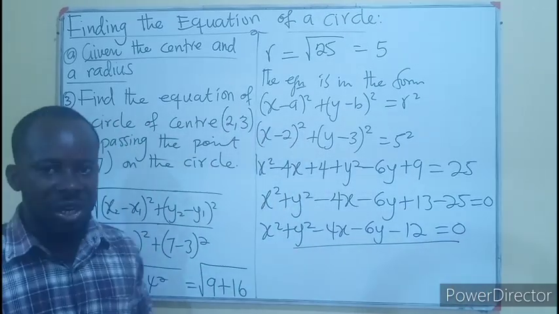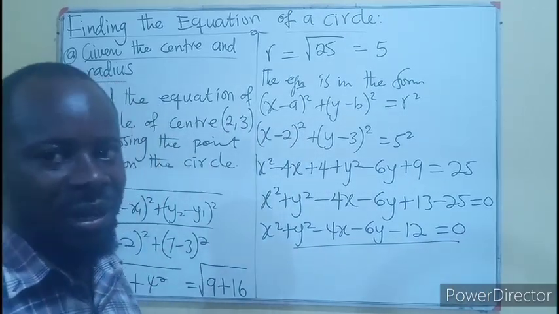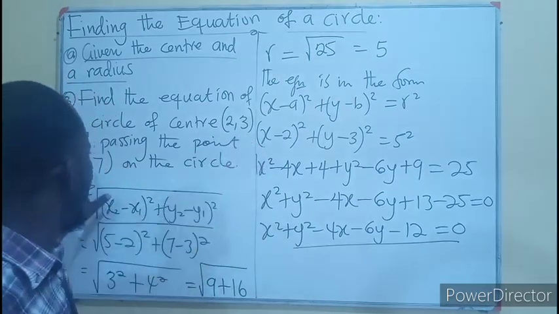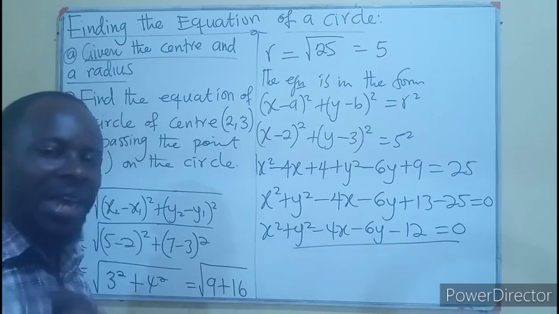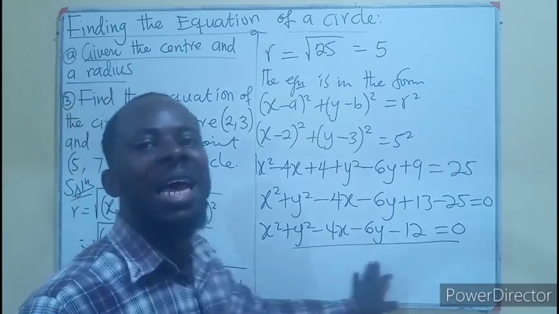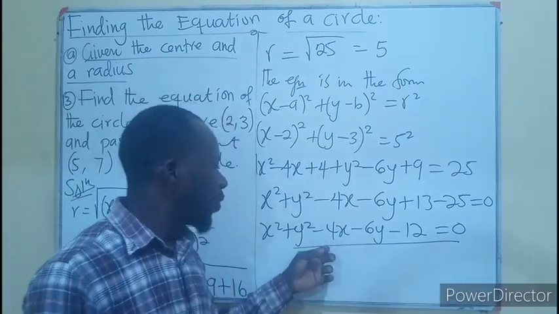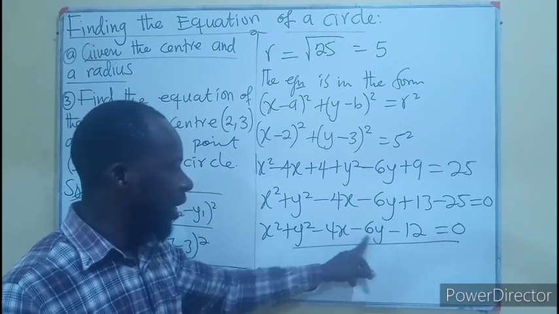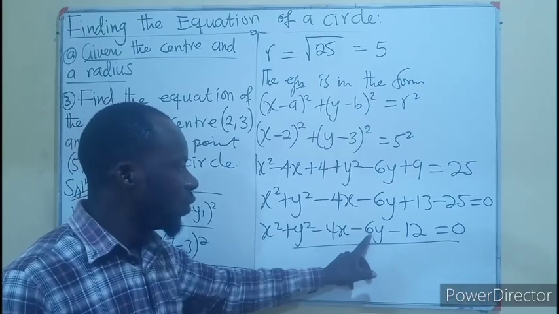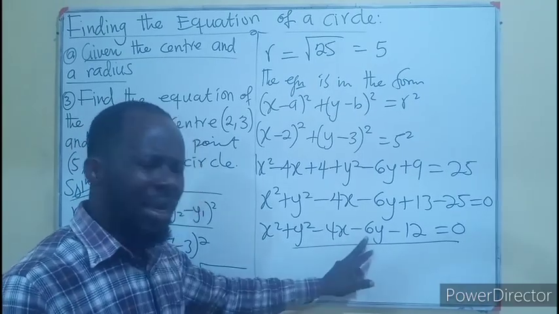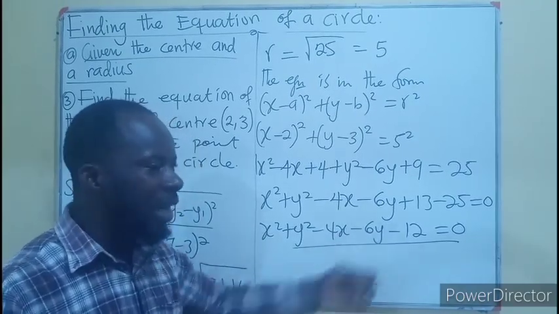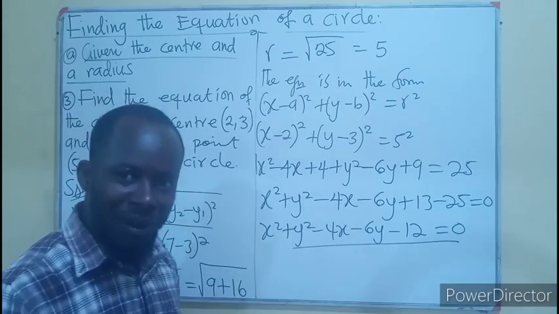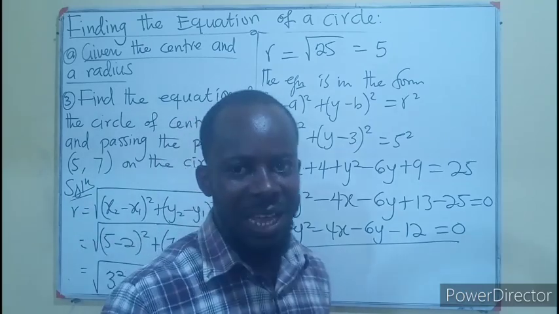So the equation of a circle that has a center 2, 3 and passes through the point 5, 7 on the circle will look like this, where we know the center is from the coefficients of this. Take it out, you still get your 2, you still get your 3 as we have. And if you take this, equate it to the main thing, you will still get a radius of 5. Alright, I think the concept is clear.